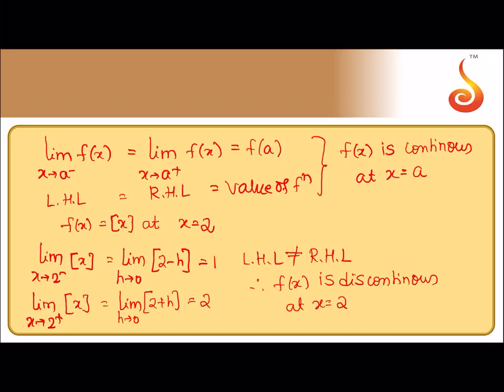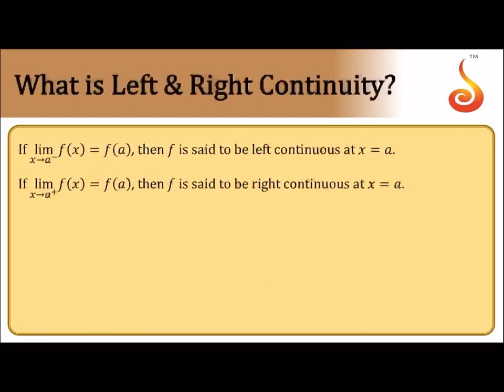So limit x tending to 2 minus, greatest integer of x can be written as limit h tending to 0, replacing x by 2 minus h because you are approaching from the left, equal to 1. Similarly, limit x tending to 2 plus means you are approaching x from the right hand side of 2. So both values are different. So the left hand limit is not equal to the right hand limit. Therefore, f of x is discontinuous at x equal to 2. Already I mentioned greatest integer of x is discontinuous at all integral values.